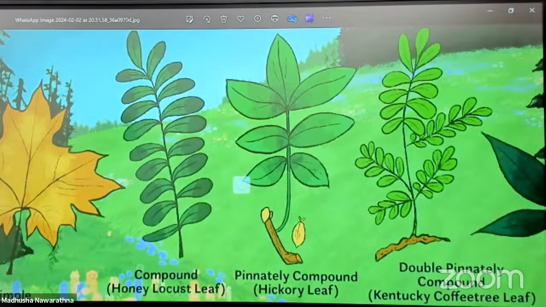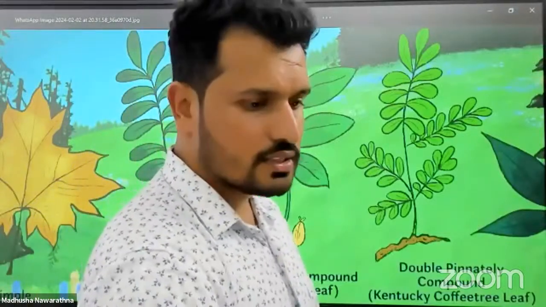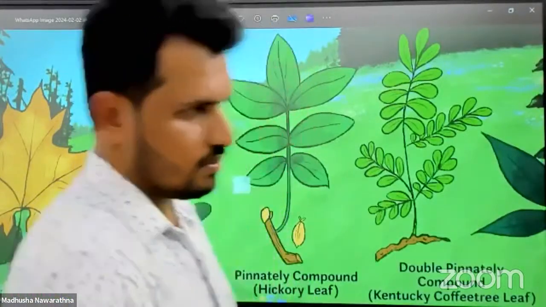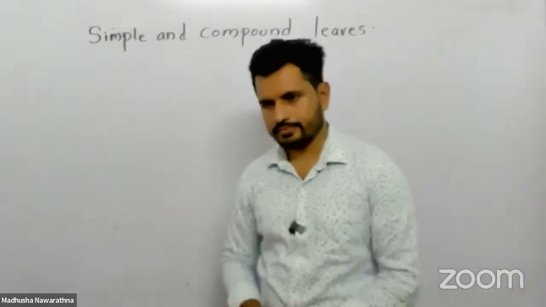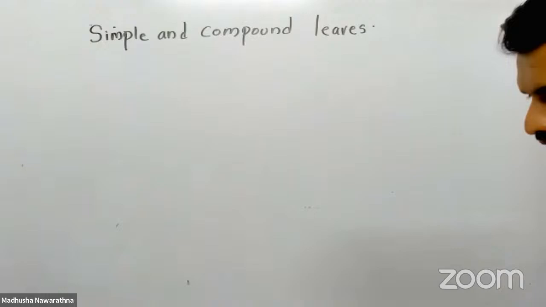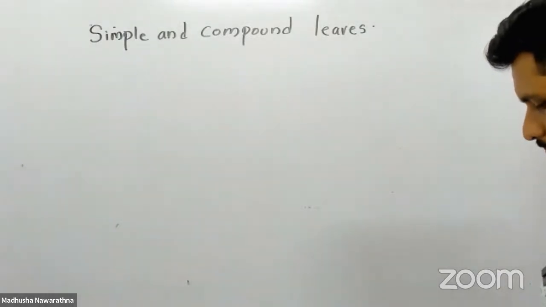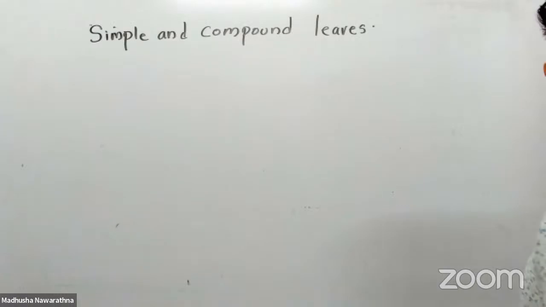Children, let's mute the mics. Right, okay, the topic is simple and compound leaves. What do we need to do? The answer is simple and compound leaves. Sir, can we write simple leaves and compound leaves? Yeah, why not, you can. Simple and compound leaves. Hurry up and write. Done. Okay. Right.